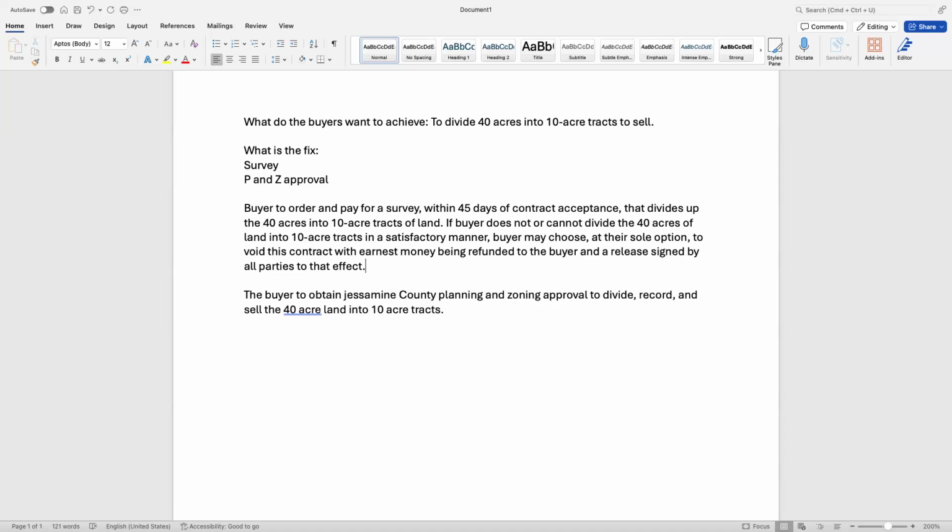Whenever you mentioned, if the timeline is not met, release, how did you state that, as far as getting the monies back to the buyer? I put it in here: if buyer does not or cannot divide the 40 acres of land. So if they just don't act at all, so they don't do it, or if they can't do it, meaning there is no reasonable division of this property, the 40 acres of land into 10 acres, that gives them an out either way.